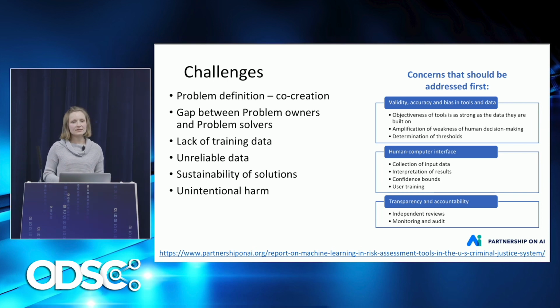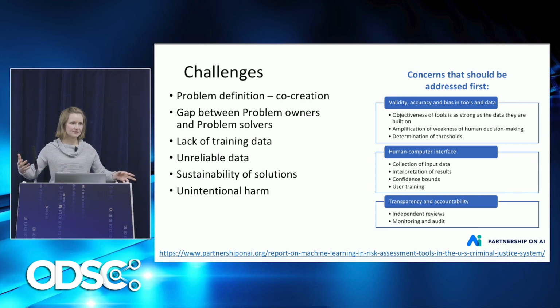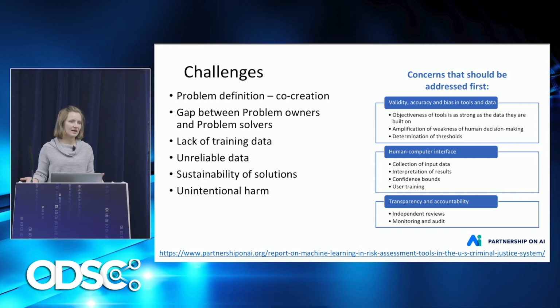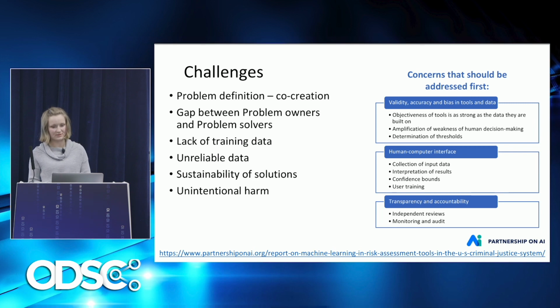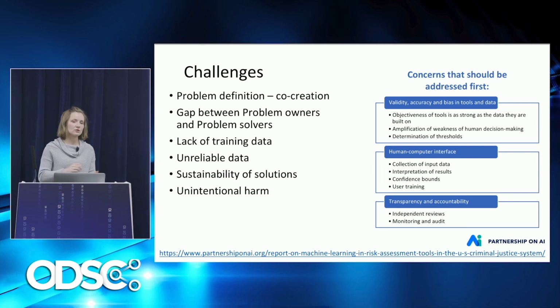Machine learning is based on data, and it can be only as objective as the data we feed to it. So if we feed it all the historical data with all the biases in it, it will be as biased as the whole history. With the scale of these problems, it can just amplify all the weaknesses of previous human decision making. And also it's important to determine the threshold.